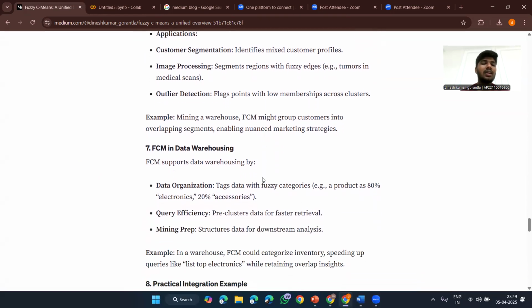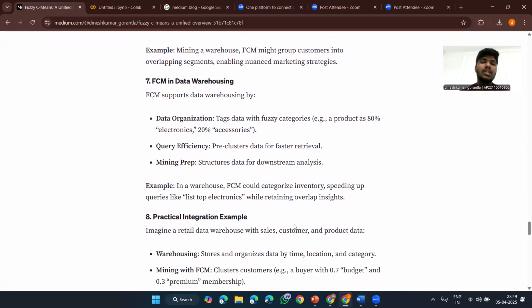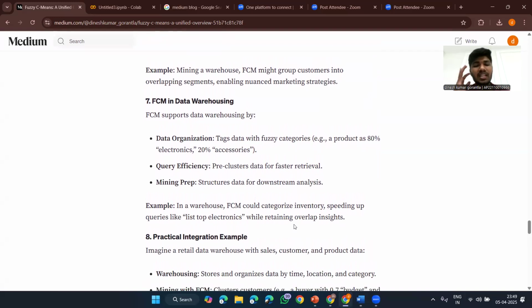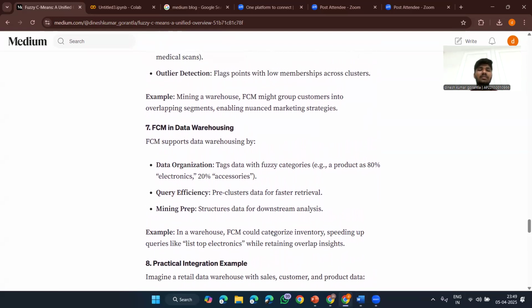Now we will see data warehousing. FCM supports data warehousing through data organization, tagging data with fuzzy categories. Example: a product has 80% electronics, 20% accessories. Query efficiency: pre-clusters data for faster retrieval. Mining prep: structures data for downstream analysis. Example: in a warehouse, FCM could categorize inventory, speeding up queries like list of electronics while retaining overlap insights.